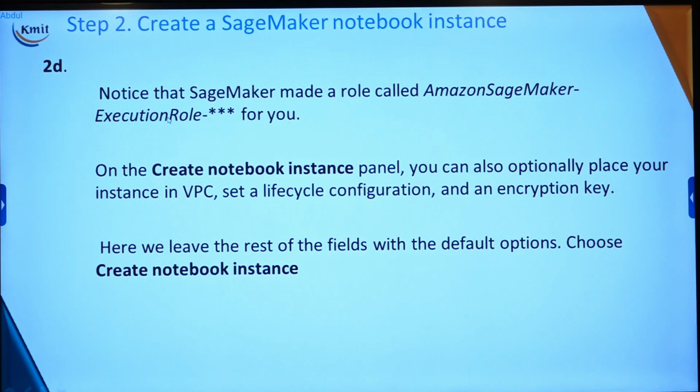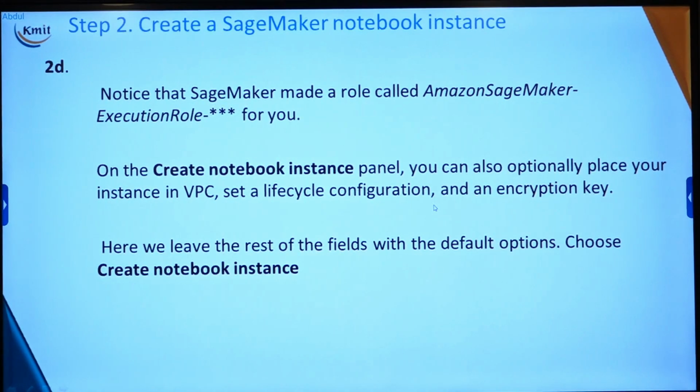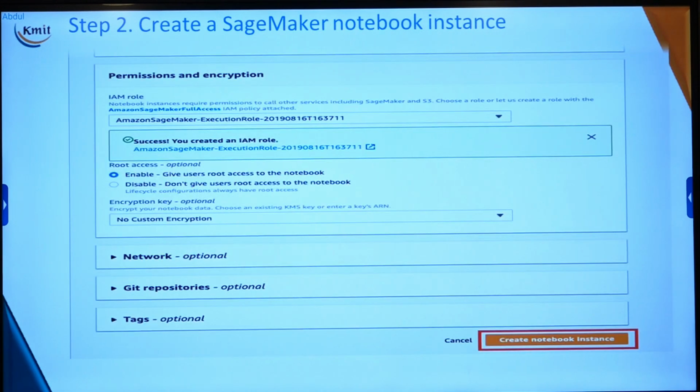Then you go to the notebook instance panel. You can optionally place your instance in a VPC and select your configuration and encryption, whatever you want to do. An encryption key, most of them we are going to leave as default. Once this SageMaker role is created, and other things we keep default, I am going to click create notebook instance.